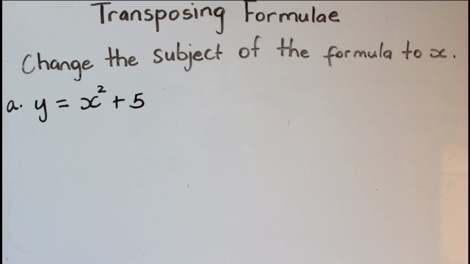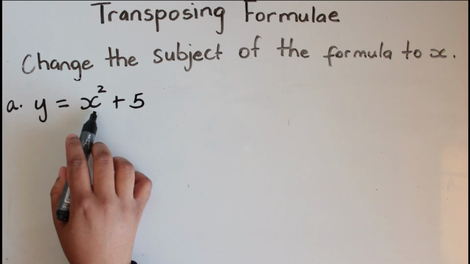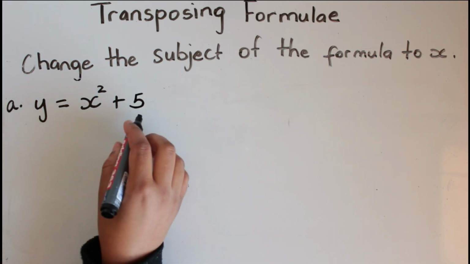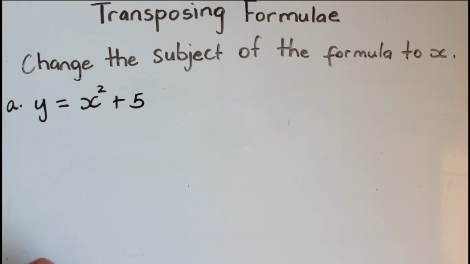Okay, so first example, we have: change the subject of the formula to x. And the first example we have is y equals x squared plus 5. Again, we need to get this x by itself, which means I need to get rid of that square there. I also need to get rid of that 5. Again, we start by getting rid of what's furthest away from this x. So in this case, I need to get rid of the 5. It's a plus 5, so to get rid of a plus 5, I do the inverse operation, which is to minus 5 on both sides of the equation to keep it balanced.